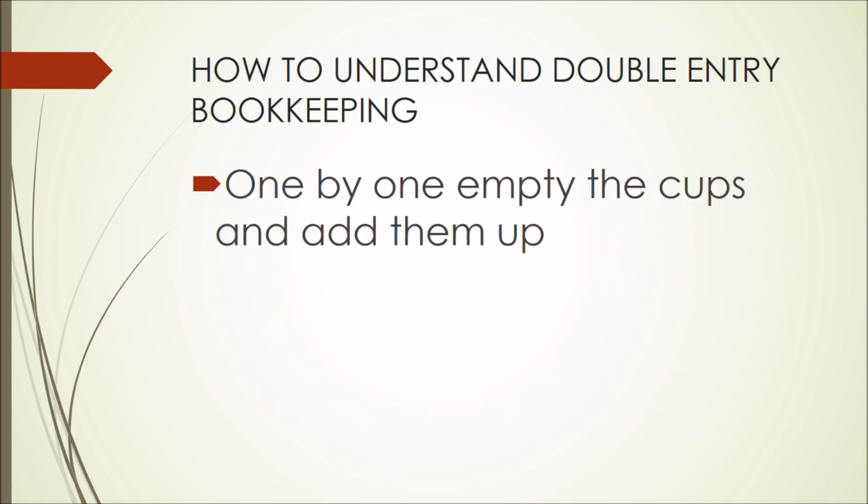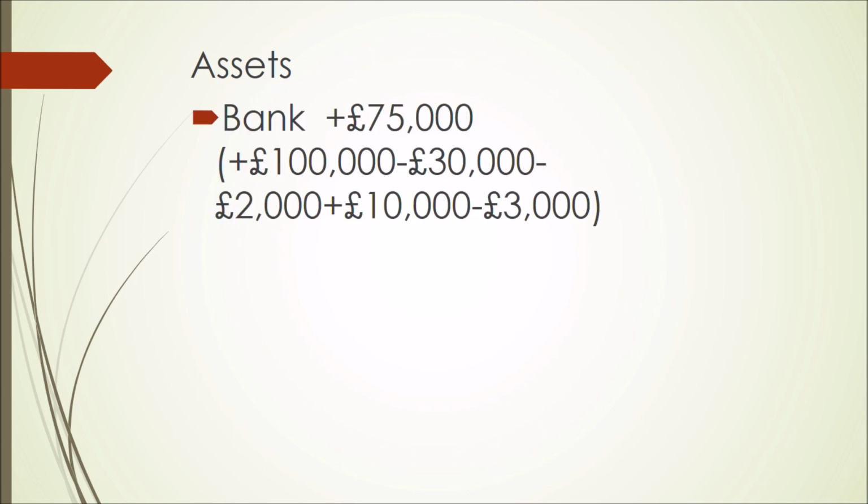So now, one by one, empty out your cups and add them up. On our asset sheet, we're going to have the bank, which will eventually be plus £75,000, which is the £100,000 of initial share capital, minus the amount that we paid for the van, minus the £2,000 we paid to the staff member, plus the £10,000 we got in from our sales. Initially it went into trade receivables, and then they paid us for it, so we got £10,000 in there, and minus the £3,000 that we paid our supplier. Initially it went into trade payables, and then we paid them a bit later. So that's what we got in our bank account, plus £75,000.